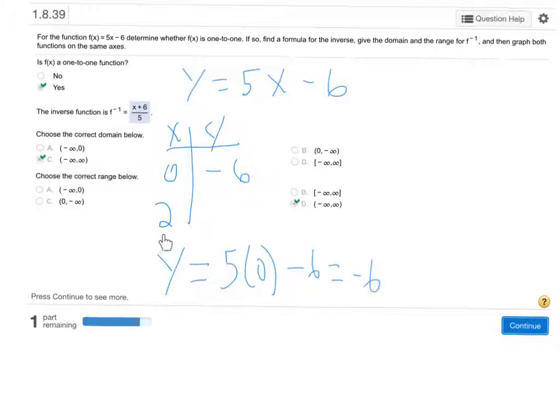And I'll repeat this. I'll substitute in 2. And so y would equal 5 times 2 minus 6. Well, that would be 4. And so since it's a straight line, if I have 2 points, I can graph this.